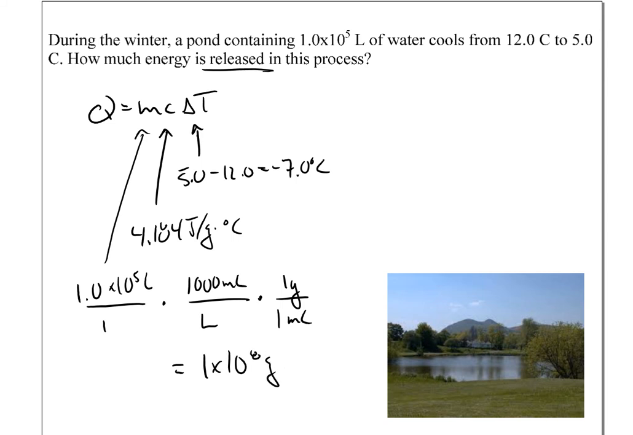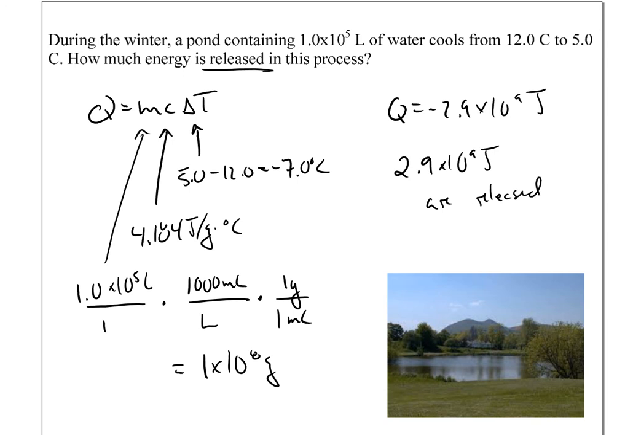Using those values, if we plug them in, we should get a Q value of minus 2.9 times 10 to the 9th joules. That's the energy released. By convention, a negative sign means released, but we could also phrase this as 2.9 times 10 to the 9th joules are released.